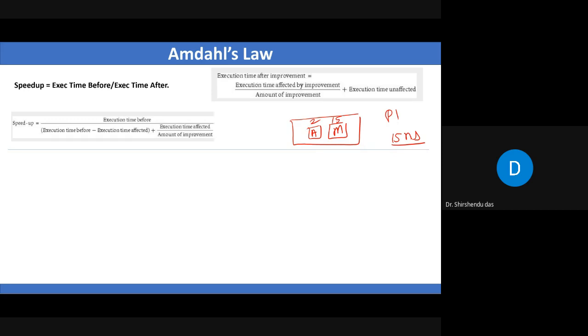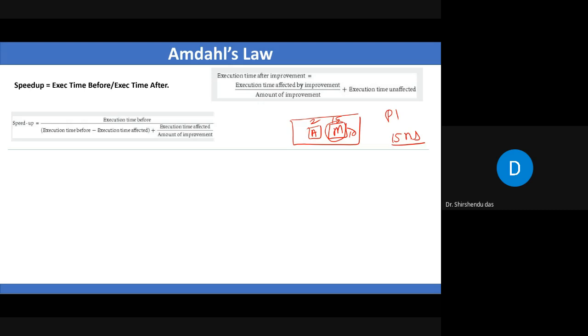But assume that some research happened, and based on this research, the multiplication unit is now improved. Somehow it is improved, and now instead of 15 it is just taking 10 cycles, but addition is still taking 2 cycles. So it means that you have not improved the entire computer, you have improved a fraction of this computer, right?